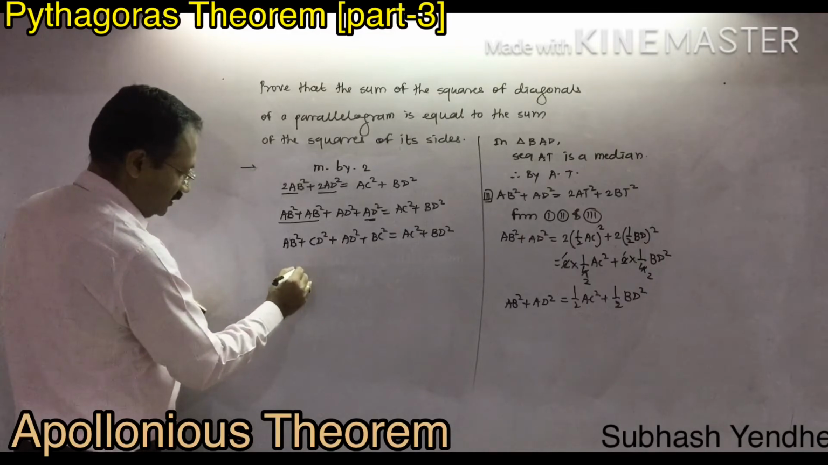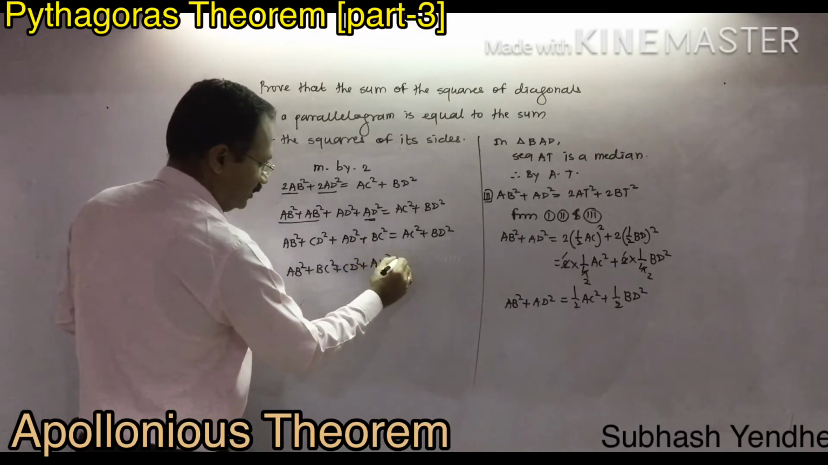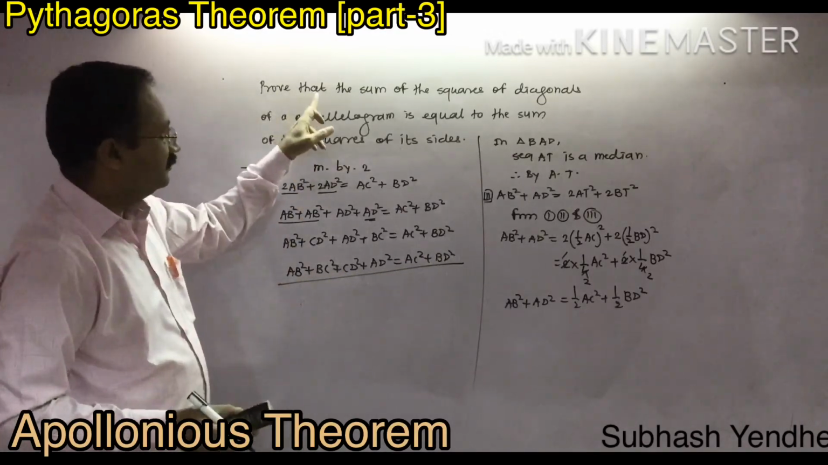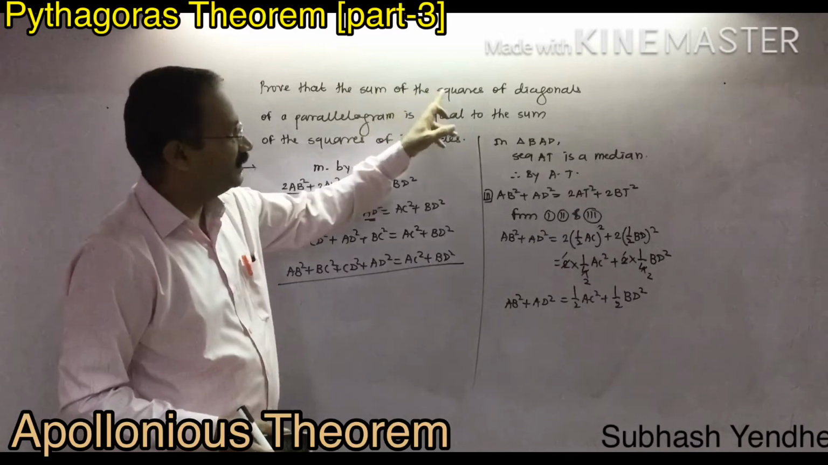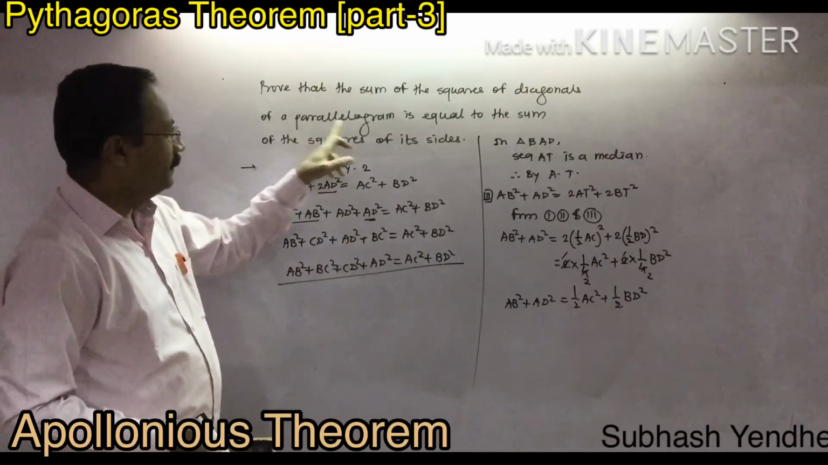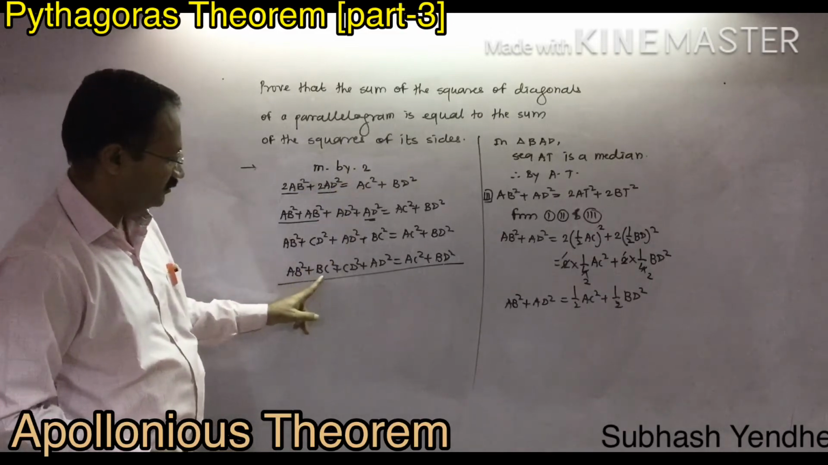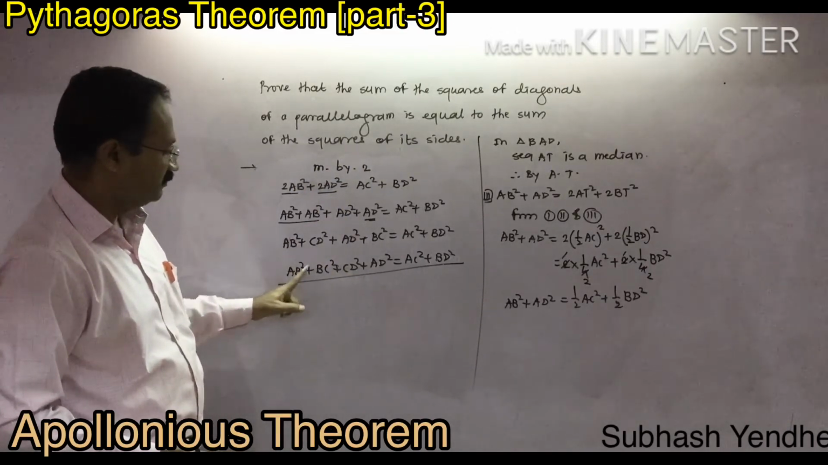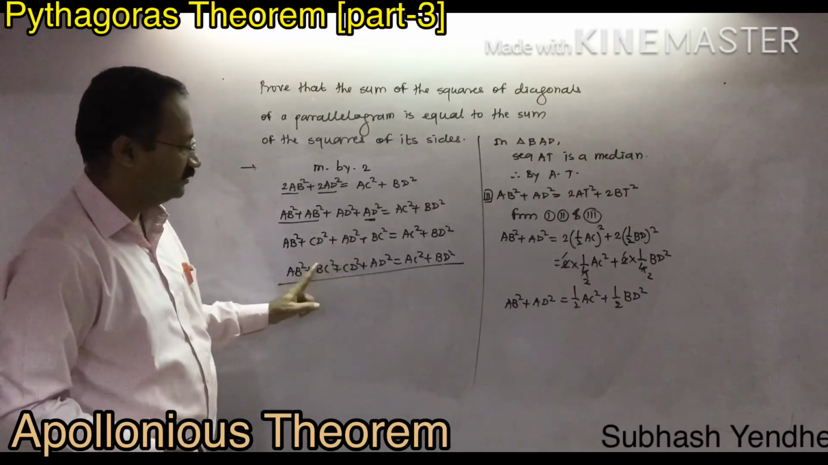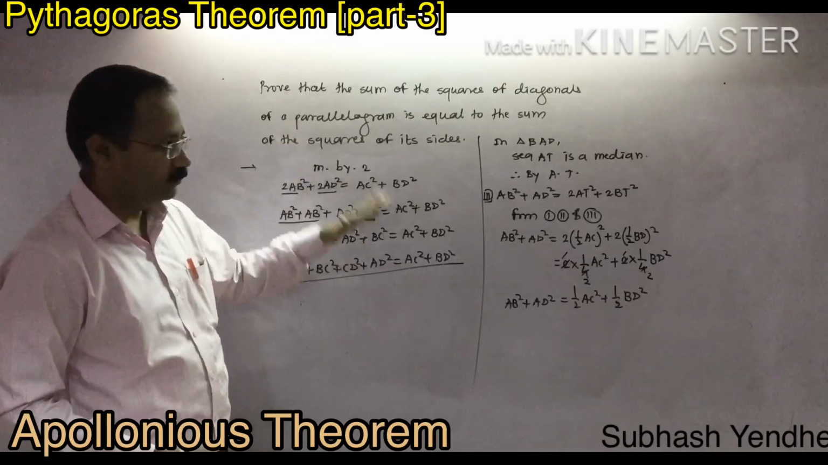So rearranging, you will get AB square plus BC square plus CD square plus AD square equals AC square plus BD square. Now see, prove that the sum of the squares of the diagonals, it means AC square plus BD square, of a parallelogram is equal to the sum of the squares of its sides: AB square plus BC square plus CD square plus AD square. This sum of all the side squares equals the sum of the squares of the diagonals, proved by the Apollonius theorem.